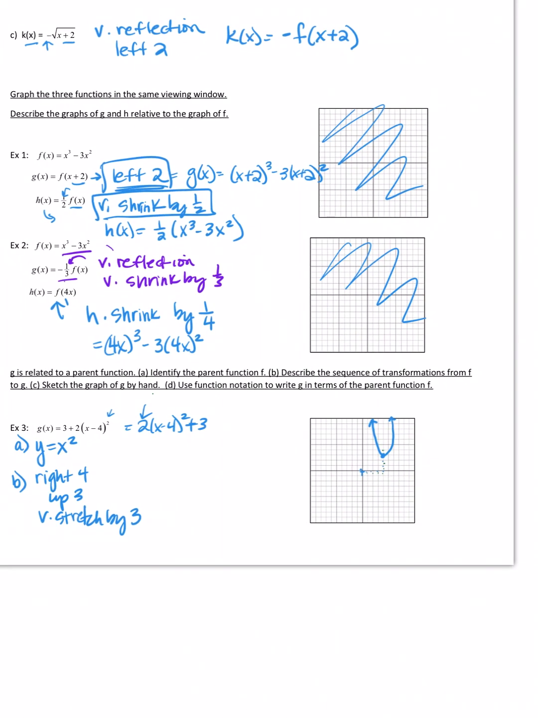Now, that's part C, right? D says to use function notation to write g in terms of the parent function. So g of x is what's happening to my parent function. There's a lot going on here.